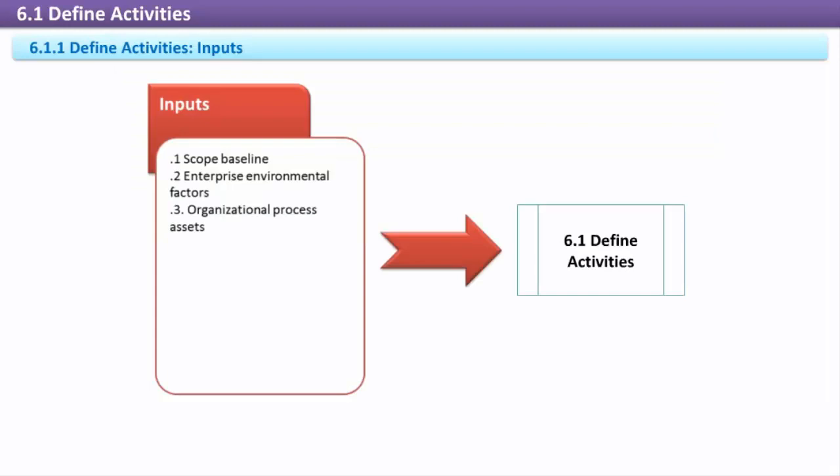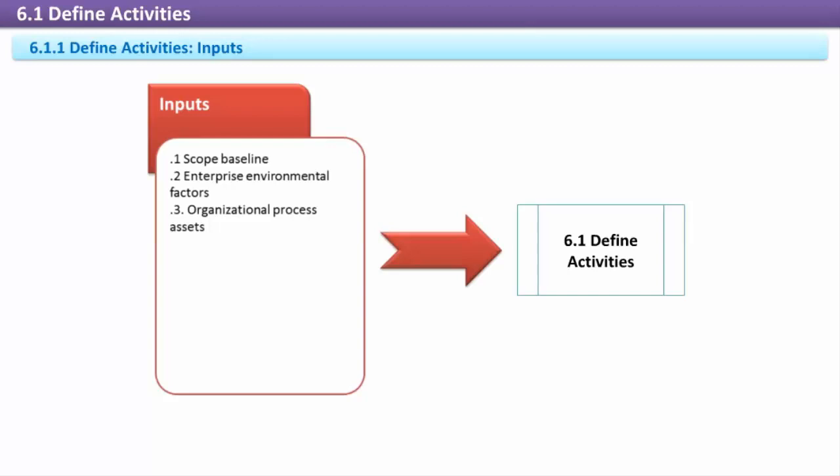Define activities. Inputs. Scope baseline. The scope baseline is the approved project scope statement, WBS, and WBS dictionary. These define the deliverables and work packages, which are used to create the activity list. Enterprise environmental factors.